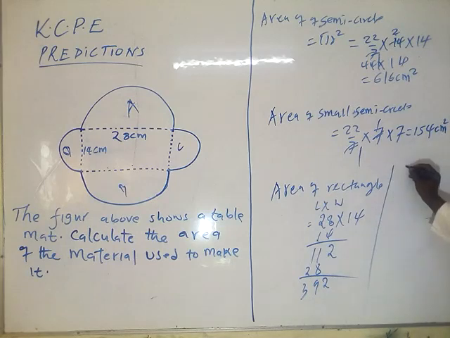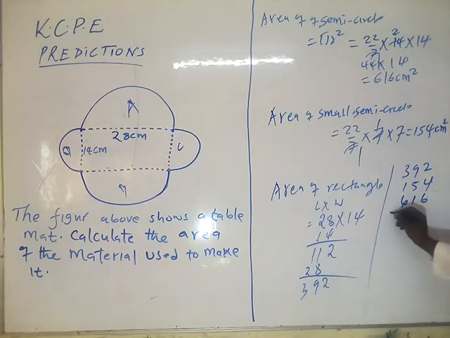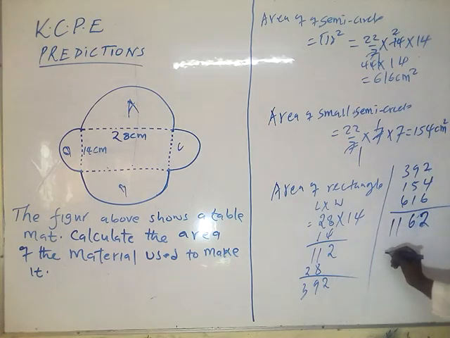Now we add. So our total is 392 plus 154 plus 616. This is 6, 10, 12. We carry 1, that is 10, 15, 16. 4, 5, 11. So our total area is 1162 centimeters square.